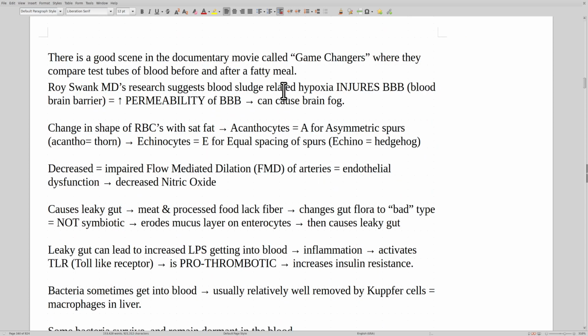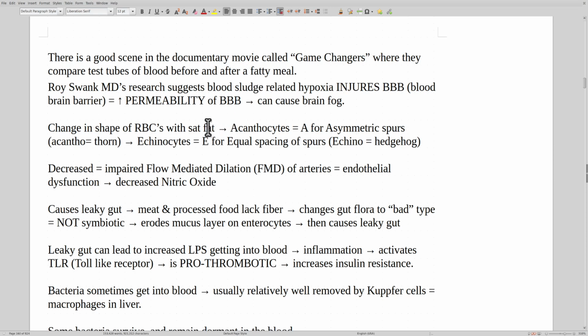When you've got injury to the blood-brain barrier, you'll also get increased permeability of the gut barrier. Roy Swank's research suggested that hypoxia related to high-fat meals, especially saturated fat, was causing injury to the blood-brain barrier. This increased permeability was thought to be something that can cause brain fog. In addition, opening up the blood-brain barrier would allow an autoantibody to get access to the brain parenchymal tissue, for example, to cause damage like with multiple sclerosis, thought to be primarily an autoimmune disease.